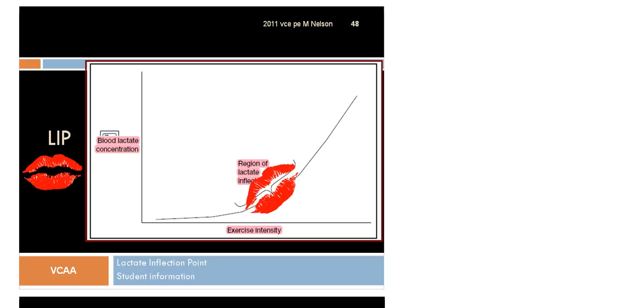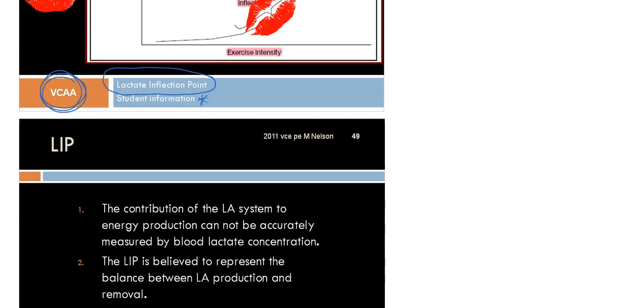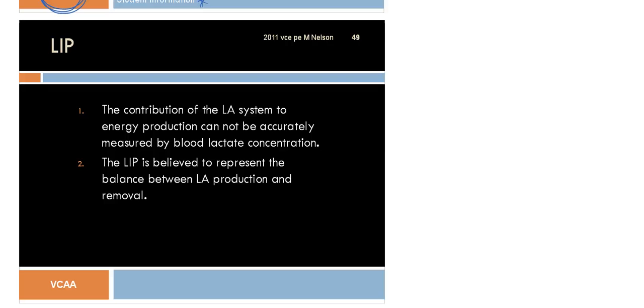One of the important concepts for us to understand with respect to the anaerobic glycolysis system is our LIP. Our LIP stands for lactate inflection point. This information in the next few slides comes from the VICA website, and it's the student information on LIP. So a few important things with respect to our LIP.